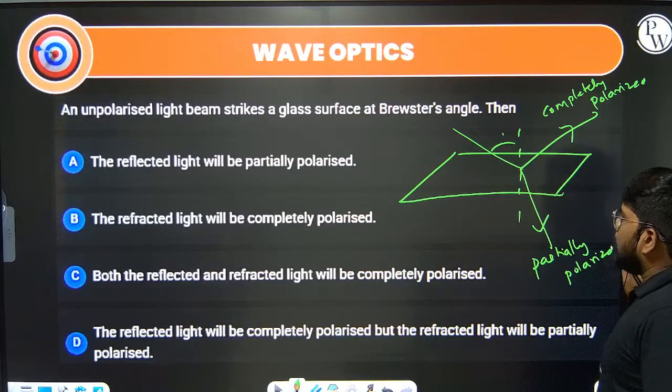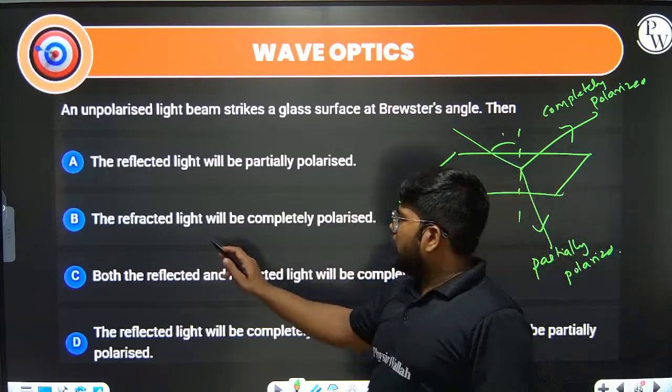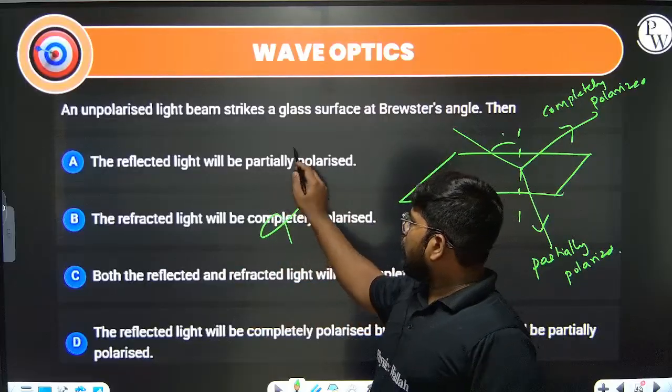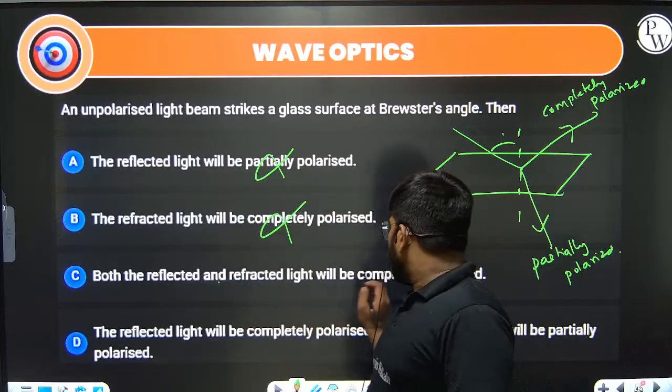Nothing much they'll be asking. So refracted light is not complete, reflected light is complete. So both will not be complete.